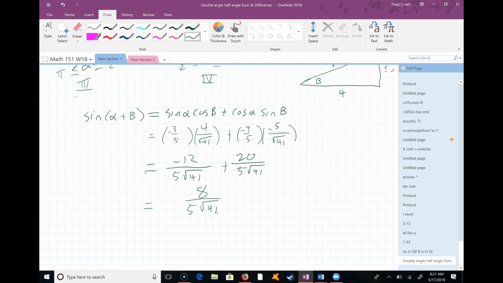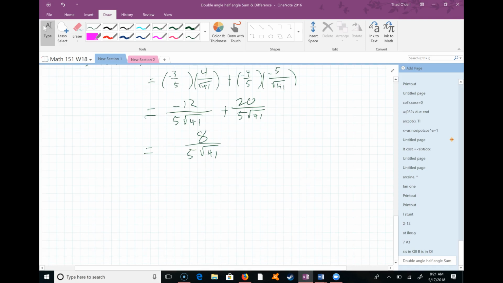So there you saw we used the sum of difference. Let me do a double angle since we haven't done that yet. So let's say I'm trying to find cosine of 2 beta.